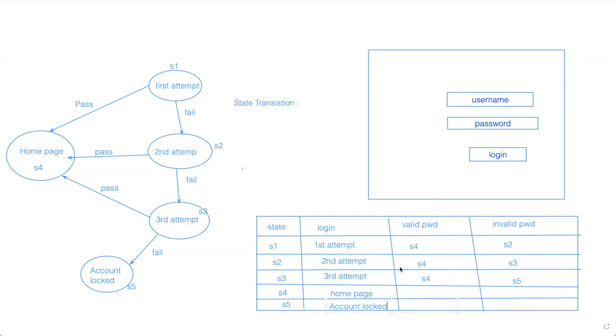Now see, S1 is first attempt. When I do the first attempt, if I give the correct password, then it will go to the home page. Suppose in the first attempt I give an invalid password, then it will go to the second attempt. In the second attempt, if I give a valid one, it will go to the home page. If it is invalid, it goes to the third attempt. In the third attempt, if it is valid, it will go to the home page. Otherwise, it will go to the Account block. Like this, I need to draw a state transition diagram.